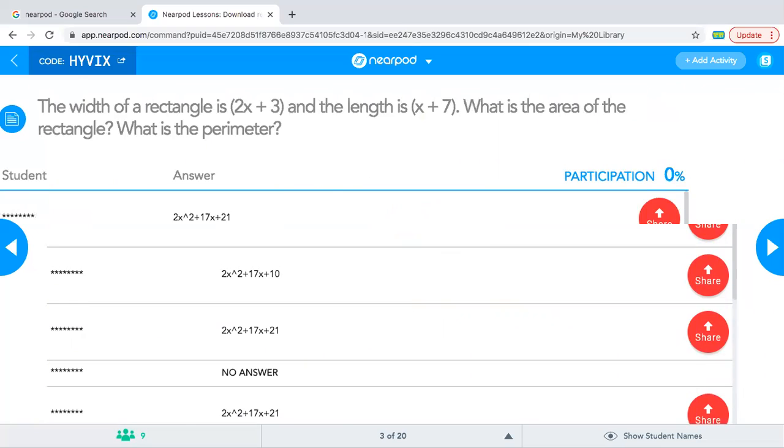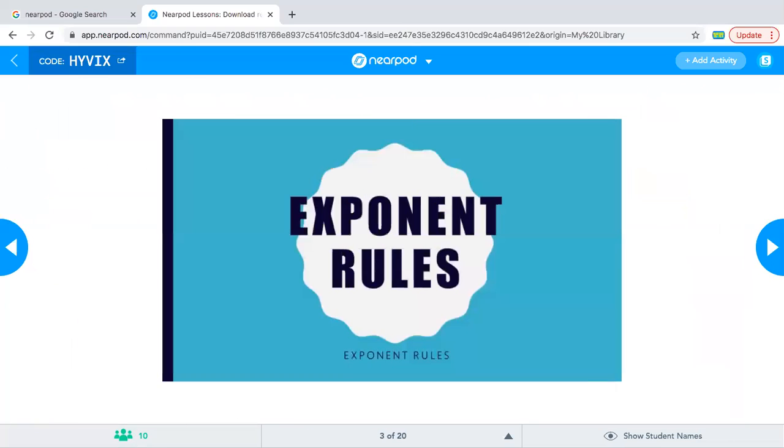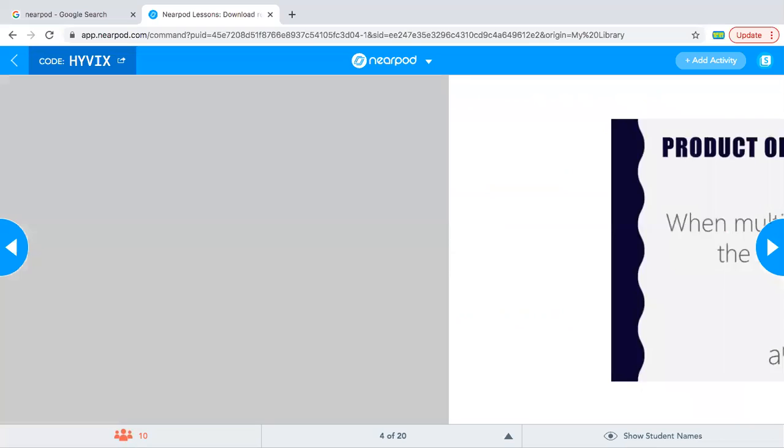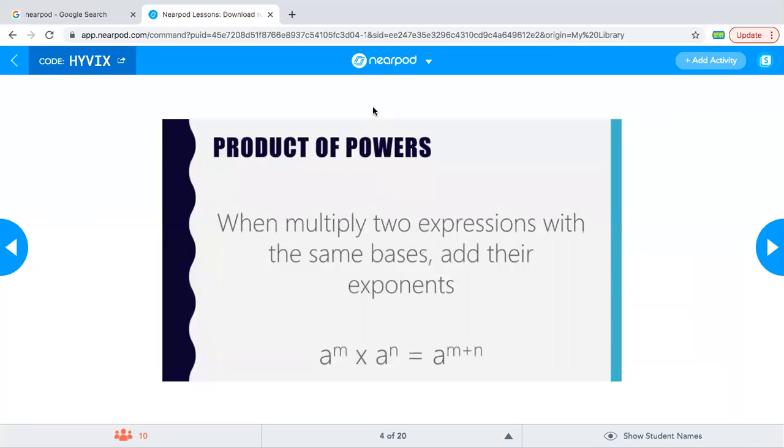All right, so exponent rules. There's 5 of them that we're learning. 5 exponent rules. Okay, this is the first rule: product of powers. Is this on your formula chart? It is on your formula chart. But anyways, right now, product of powers. That's the first rule.